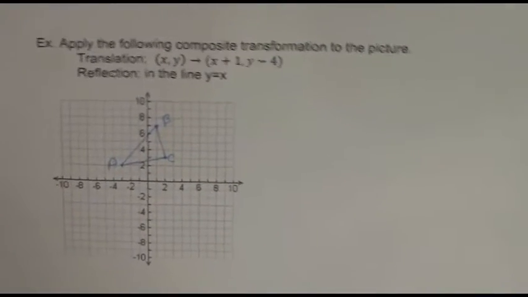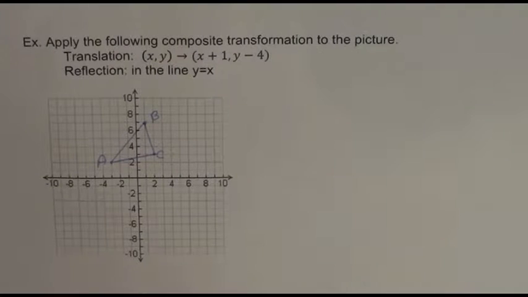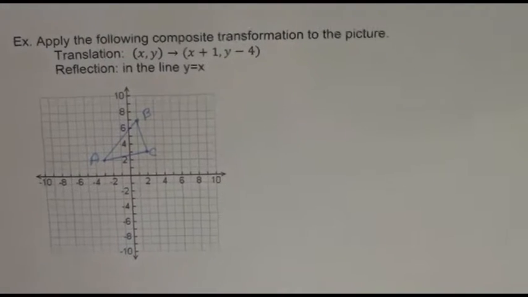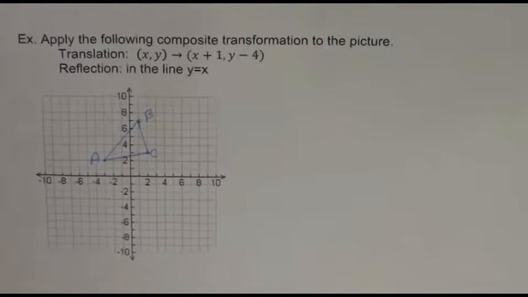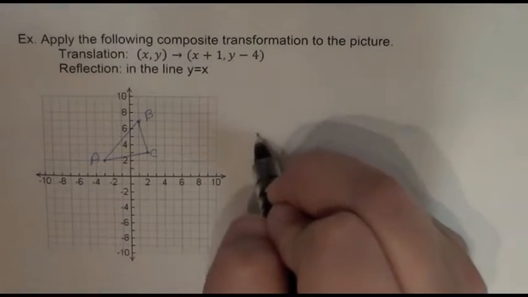Now the other situation is that you might be given essentially the same task, but with a picture instead of points. So apply the following composite transformation to the picture. A translation from (x, y) to (x plus 1, y minus 4), and then a reflection in the line y equals x. So my first advice here is to take A, B, and C out of the picture.